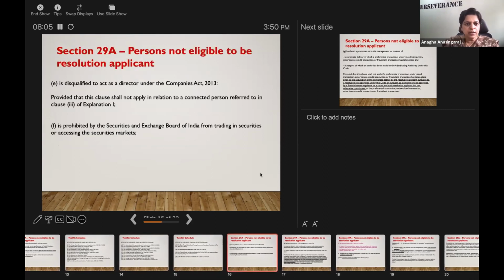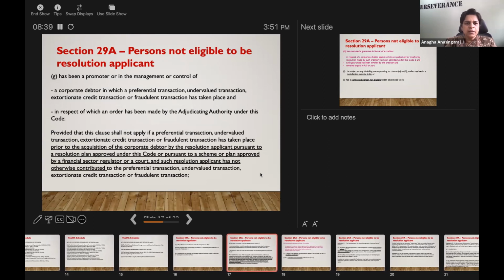Next disqualification is if such a person is disqualified to act as a director under the Companies Act. Now, if a person is disqualified under the Companies Act, then he will not be eligible to become a resolution applicant. And this clause will not apply in relation to a connected person under explanation 1. Next disqualification is if the SEBI has prohibited such a person from trading in securities or accessing the securities market. Then in this case also, this person will not be eligible to act as a resolution applicant.